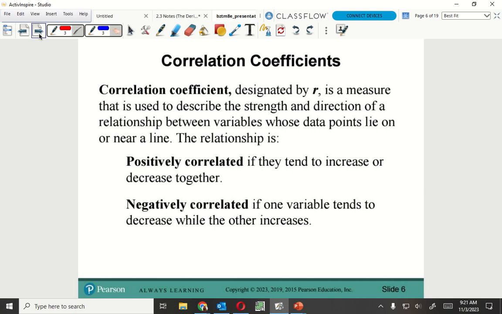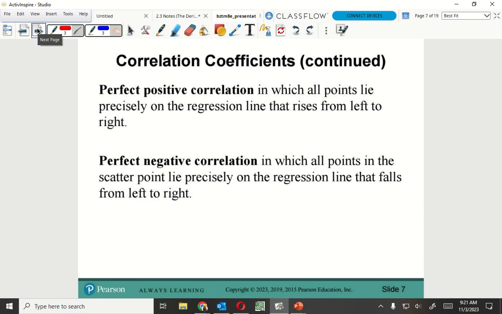Data with a near-linear relationship: positively correlated means they tend to increase or decrease together. Negatively correlated means they tend to decrease while others increase. Perfect positive correlation is one in which all points lie precisely on the regression line that rises from left to right. From left to right, it's going up, right? So if it's perfect, kind of like the ice cream sales and the murder rates, that one was almost perfect. That's like almost 100%. But it's really hard to find a real world example that actually has a 100%. That one right there was just a high statistic that fit.